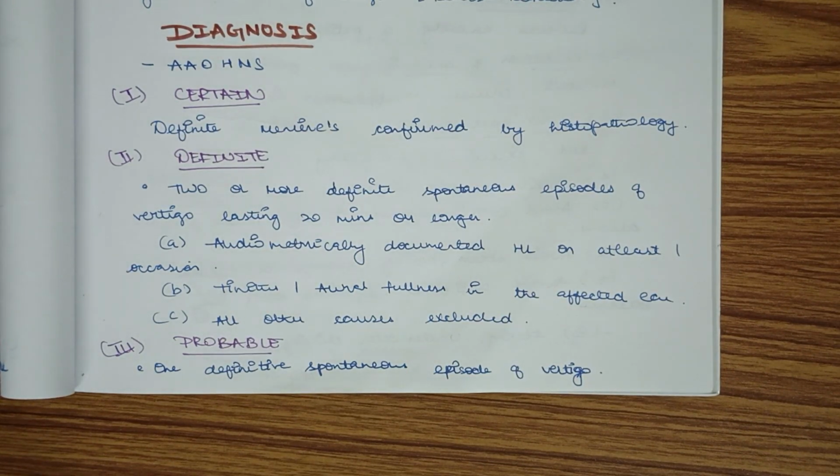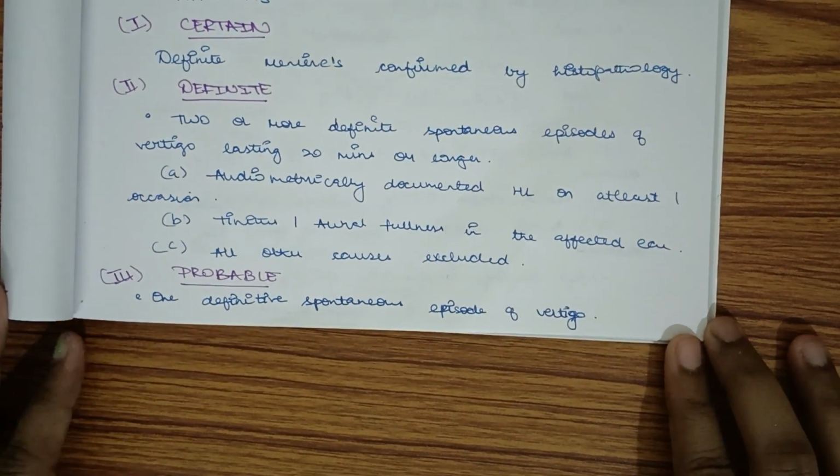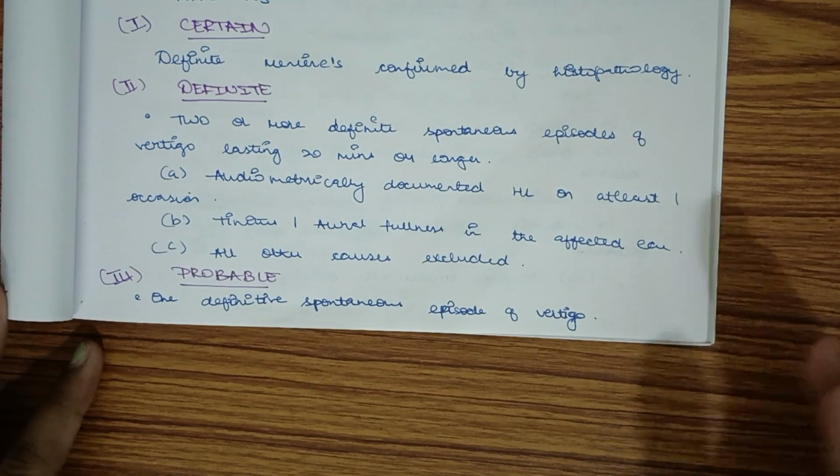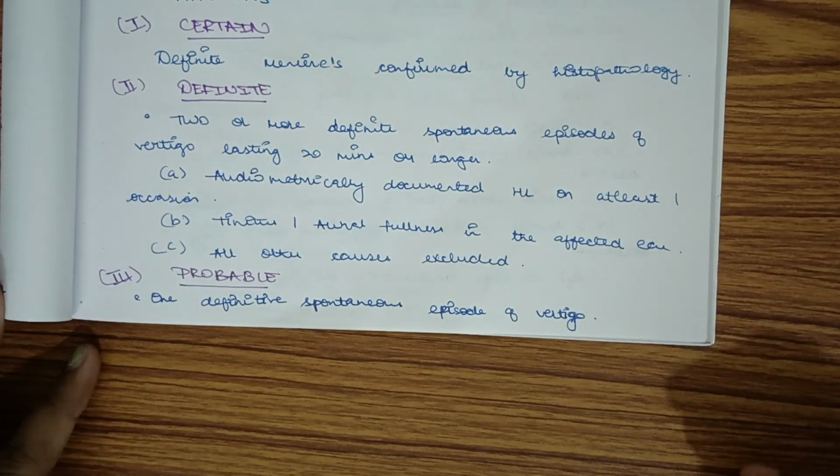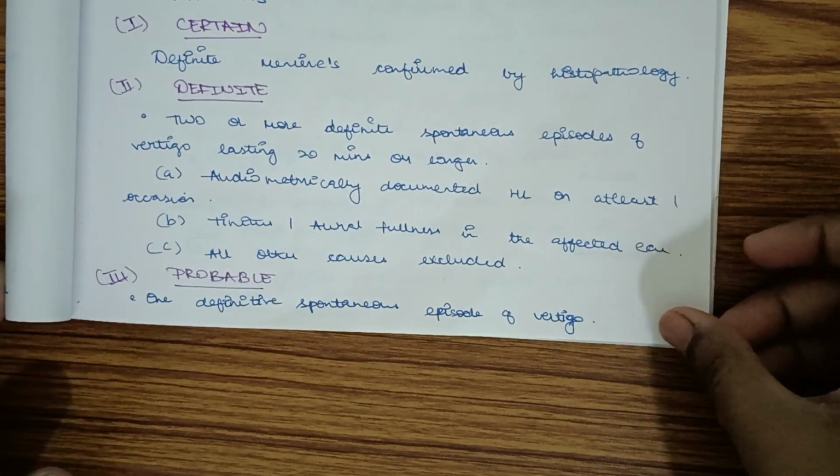So there should be two or more definitive occasions of vertigo. Out of those two occasions, at least on one occasion, the hearing loss must be audiometrically documented, and tinnitus and aural fullness must be present in the affected ear. All other causes must be excluded. So this criteria is necessary for defining the definite kind of Meniere's. Probable: at least one definitive spontaneous episode of vertigo. In definite there's two, but in probable only one definitive spontaneous episode of vertigo must be present.